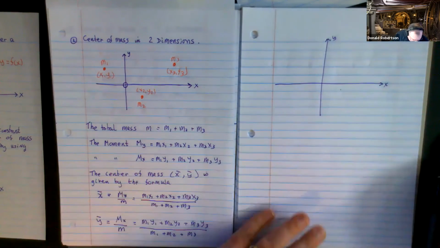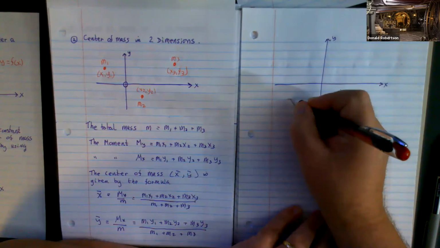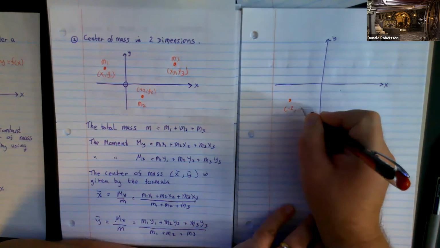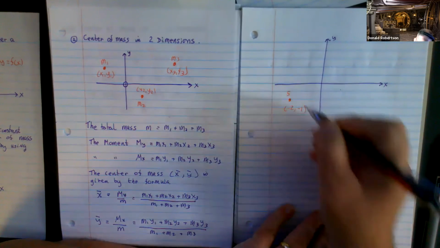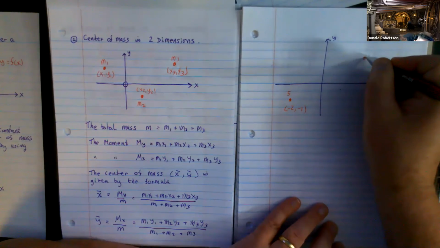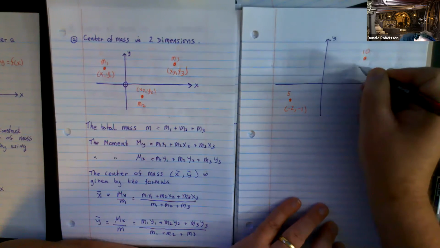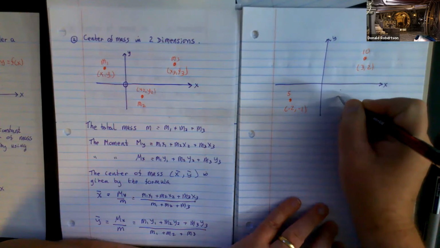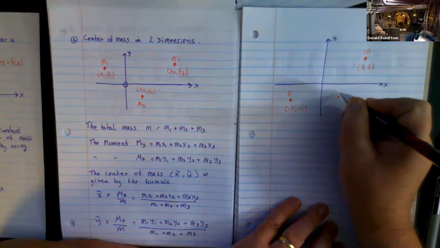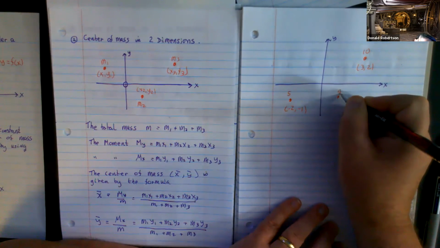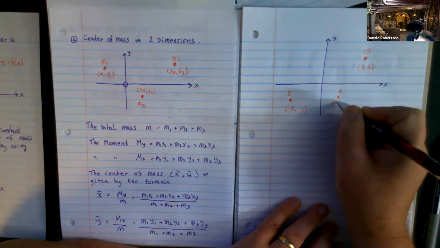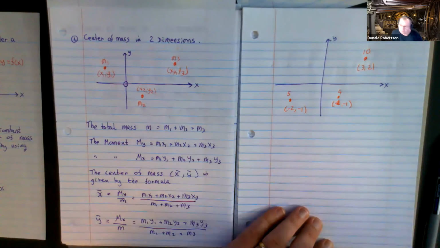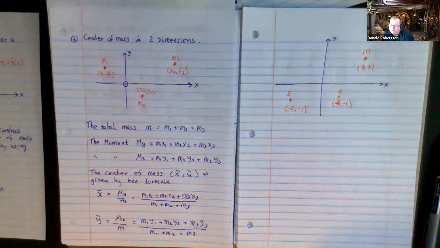So we will have a guy down here whose coordinates are (-2, -1), and he will weigh 5. We'll have a guy over here, he's going to be 10, and his coordinates are going to be (3, 2). And we can have one over here, and he's going to be 4, and his coordinates are (+1, -1). Okay, so we want to find the center of mass.